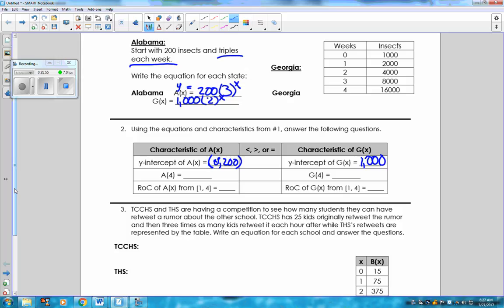So is the insect population initial start point greater in Alabama or Georgia? You don't have to, guys, but this is a comparison. So we're not really looking at the whole thing. We're looking at how many insects started at the beginning. So which state had a greater insect population at the very beginning? Georgia. So I'm going to put that in the middle column.